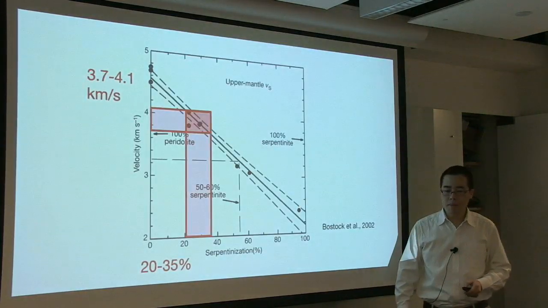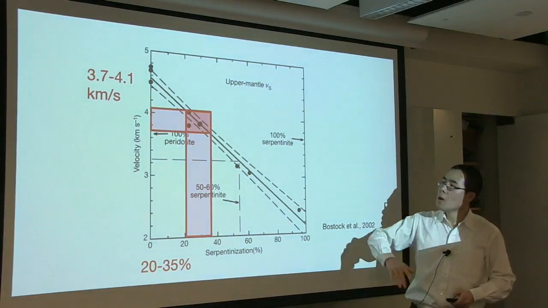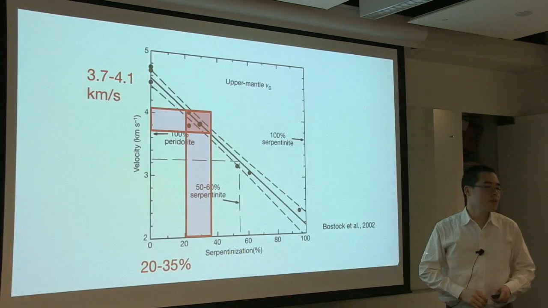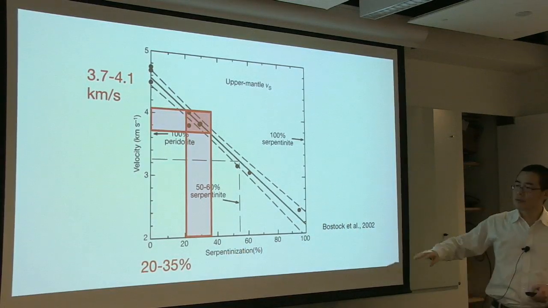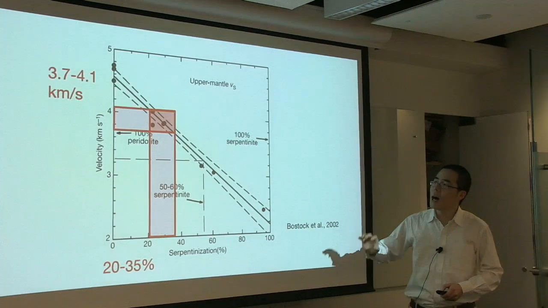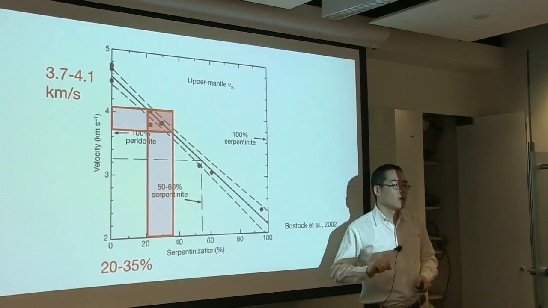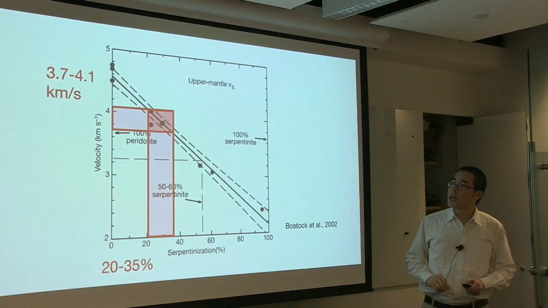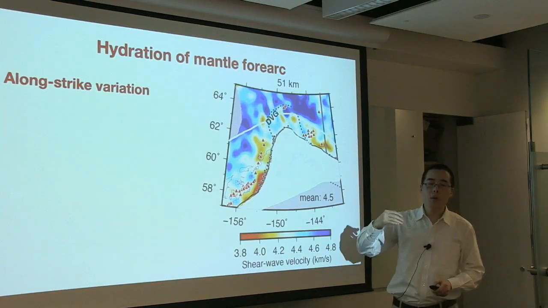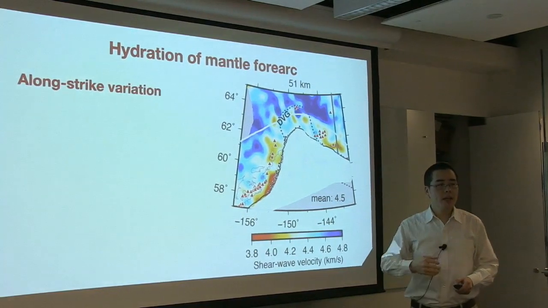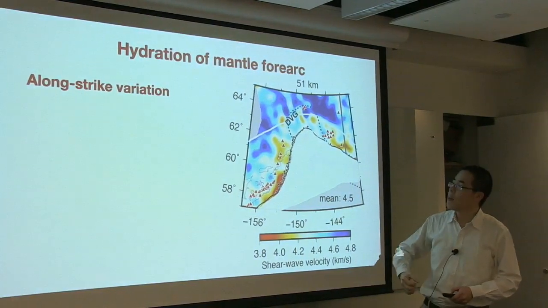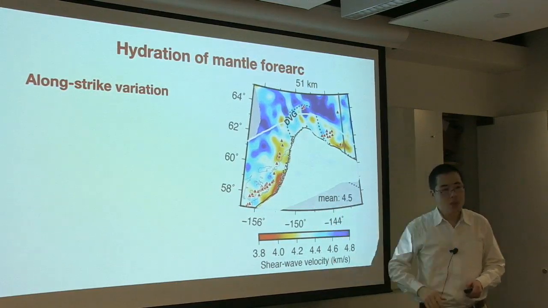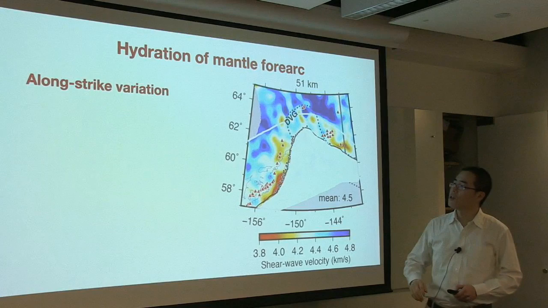We performed some other petrological studies, and for this velocity, we have about 20 to 35% serpentinization. And this is pretty high. This means that there is a high degree of hydration in the mantle forearc. This serpentinization gives us an idea about the hydration. But when you look at it along strike, it tells us even more about the water input into the subduction zone along the strike.